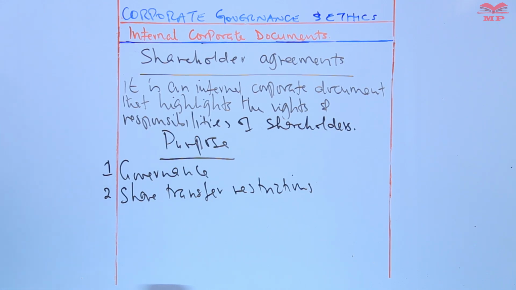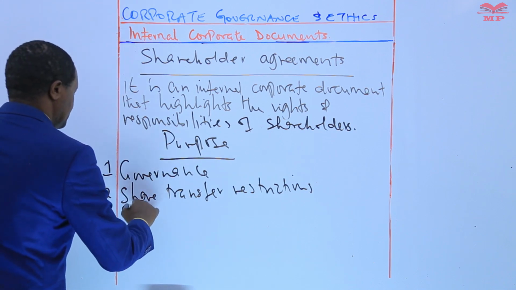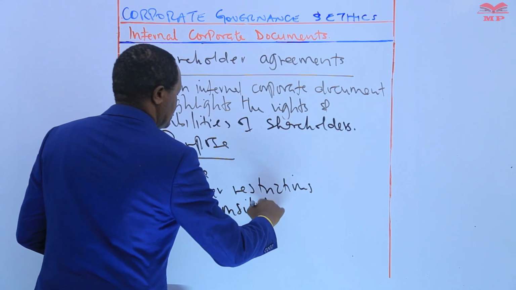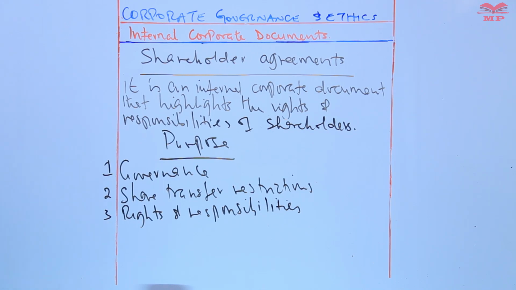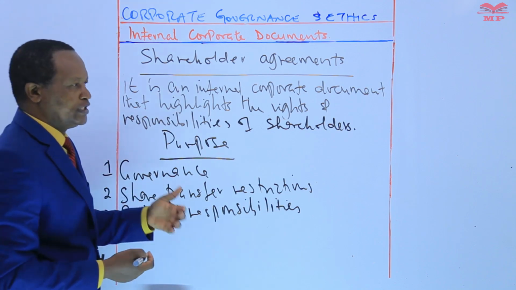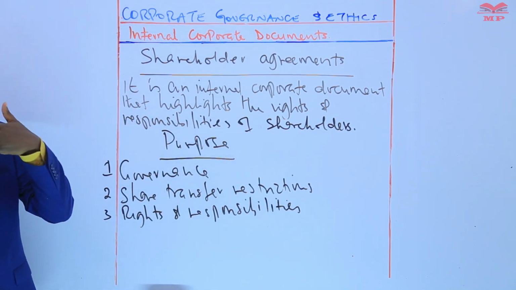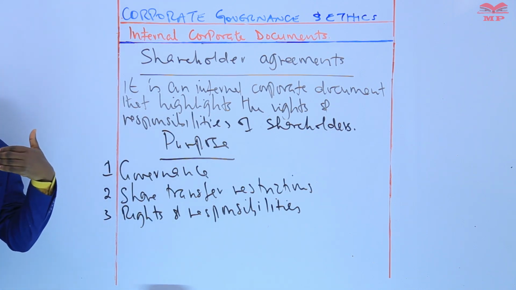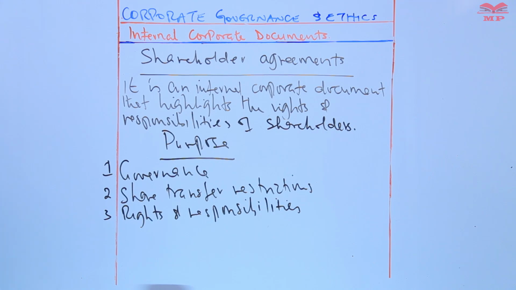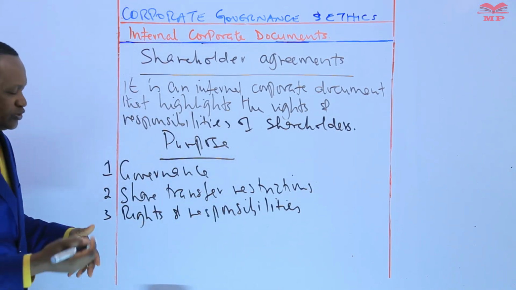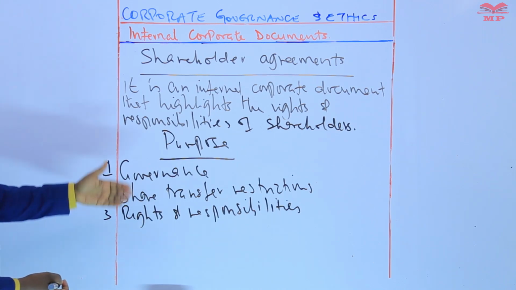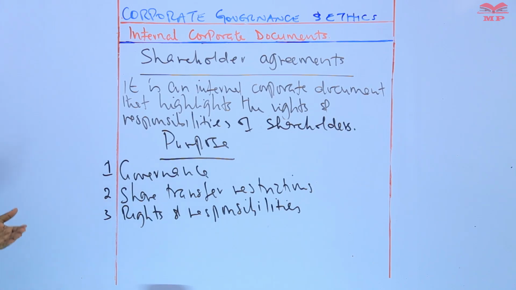Share transfer restrictions. This document also contains rights and responsibilities. It outlines the rights and responsibilities of shareholders, such rights as entitlement to dividends, access to information, participation in the decision-making process, and it also details the obligations such as capital contribution, adherence to confidentiality, those are obligations, and so on. So this document highlights the rights and responsibilities of the shareholders. That is the third purpose.